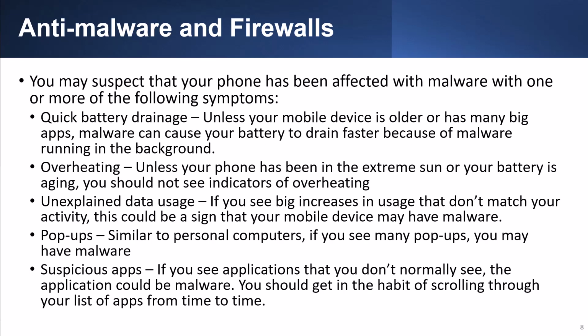You may suspect that your phone has been infected with malware with one or more of the following symptoms: quick battery drainage, overheating, unexplained data usage, pop-ups, or suspicious apps. Unless your mobile device is older or has many big apps, malware can cause your battery to drain faster because of malware running in the background. Unless your phone has been in the extreme sun or your battery is aging, you should not see indicators of overheating. If you see big increases in usage that don't match your activity, this could be a sign that your mobile device may have malware.